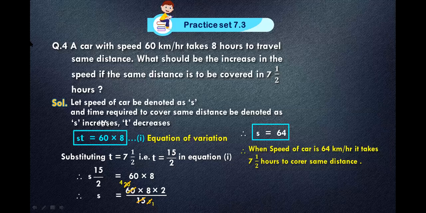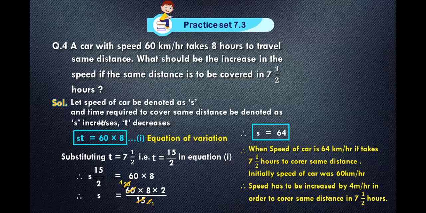Superb. But the twist in the question is, initially the speed of the car was 60, and the question was asking what should be the increase in the speed. तो हमें ये पता चला कि स्टार्टिंग में कार का स्पीड 60 था, then the speed became 64. So students, by how much value is the speed increasing? Correct. The speed is increasing by 4 kilometers per hour.